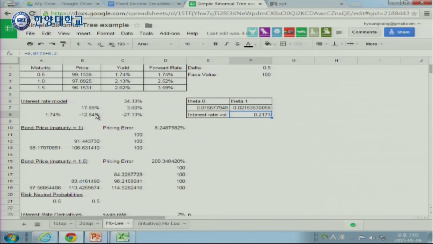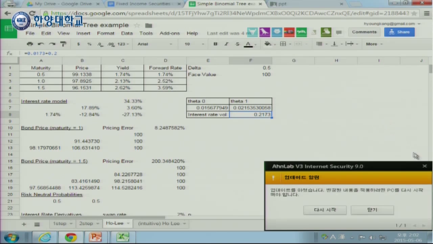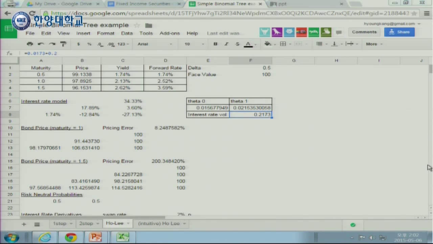If interest rate is negative, it means that if you put your money in the bank, you receive negative interest, which means the bank takes away your money. Then why bother to put your money in the bank? You can simply keep your money in your house, unless you have a huge amount of money, right? So negative interest rate can happen, but it is not quite realistic. But in the Ho-Lee model, interest rate can become negative. Actually, almost always there is some part of the interest rate that is negative. Almost always. That's a drawback.